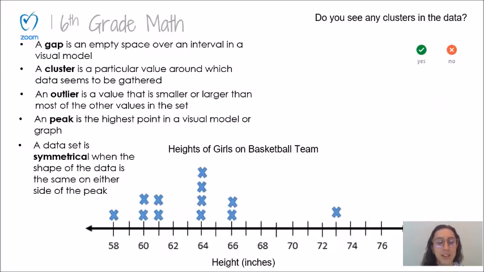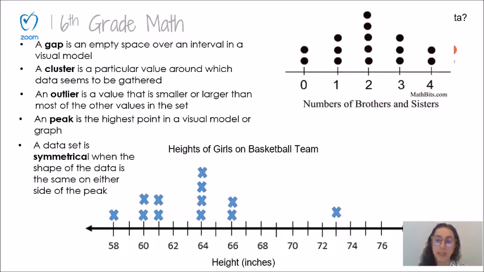Hopefully you voted no. Our data set is not symmetrical because as we can see on the left and the right of 64, we have different shapes in our data. I'm going to show you an example of a data set that would be symmetrical in the top right corner here. As you can see, the peak is at 2, and the data on the left and the right of the peak is identical. Therefore, that data set is symmetrical.